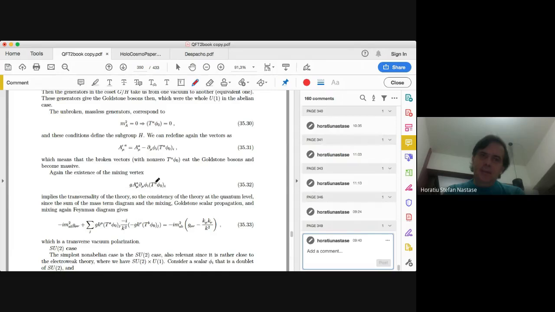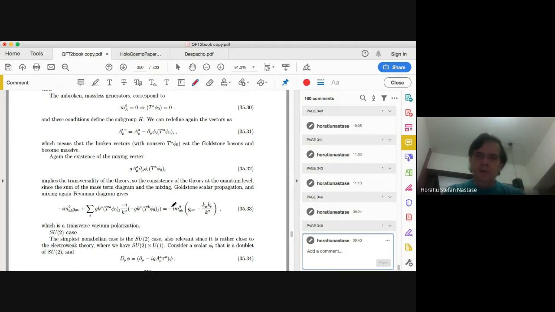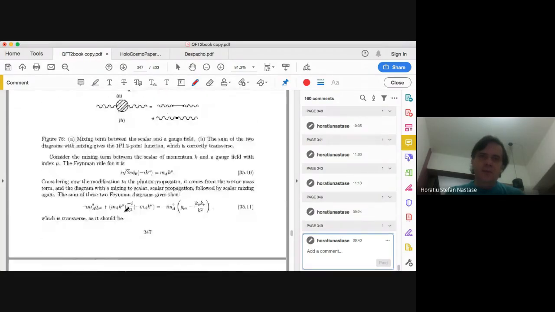And again, the same story as before. If we don't do this redefinition, we note that there is a mixing vertex between A_mu^A and d_mu phi_i, which is of this type: g times A_mu^A d_mu phi_i times T^A phi_0^i. But nevertheless, the theory is transverse, which means it's gauge invariant. So it's consistent at the quantum level, by exactly the same picture as before. So the same picture we had here.